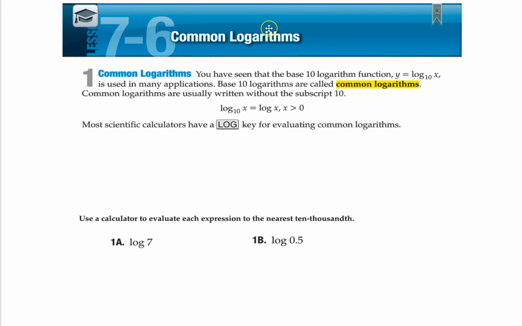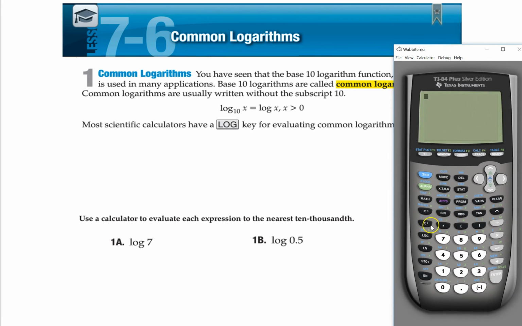7.6 common logs. So what is a common log? It's a basic log. On most calculators, let me bring one up right here, when you hit the log button, it doesn't give you a base. So that's a common log.